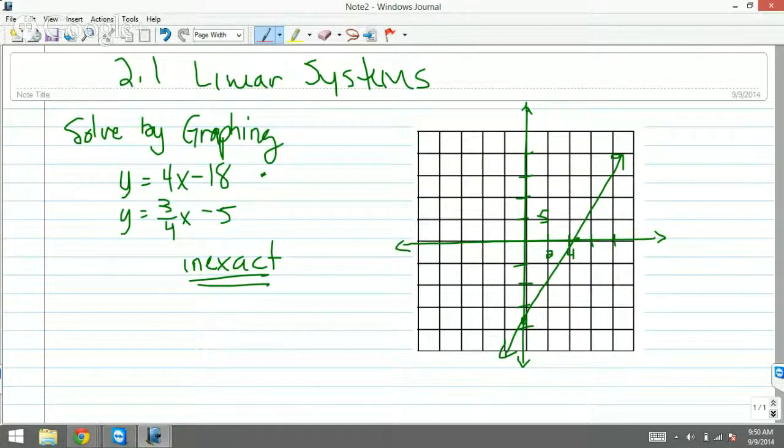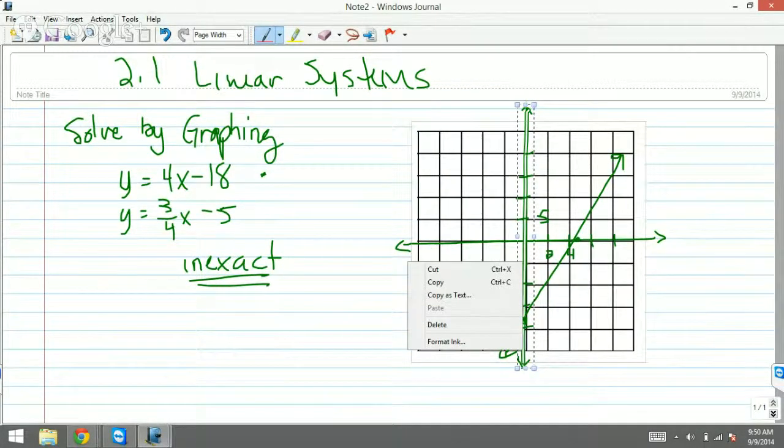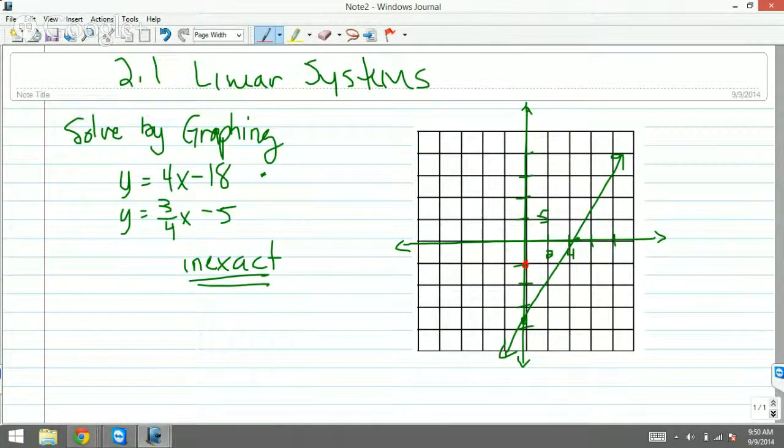And then this line is, the x-intercept is 6 and 2/3. Yep, missed the dots. Okay. Is that very easy to see the exact answer?